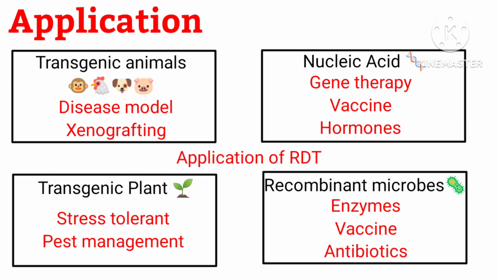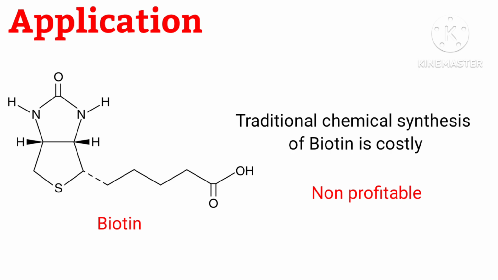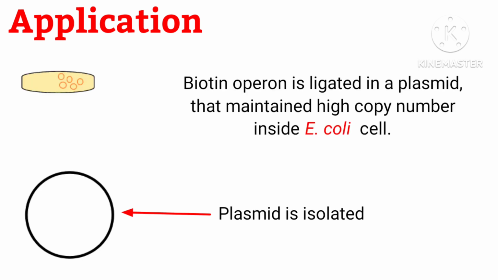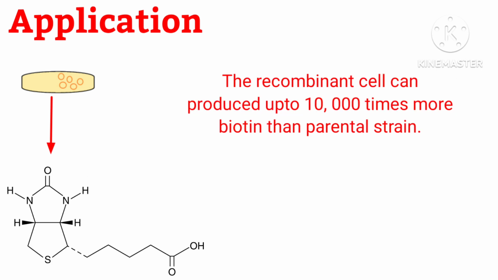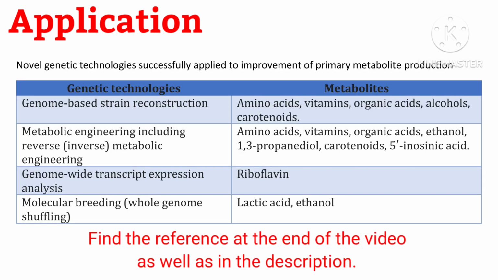Traditional chemical synthesis of biotin is costly and not profitable. When the biotin operon is inserted in a multi-copy plasmid present in the E. coli cell, it can increase biotin production up to 10,000 times that of the wild-type E. coli cell. RDT gives an economic advantage over traditional chemical synthesis.